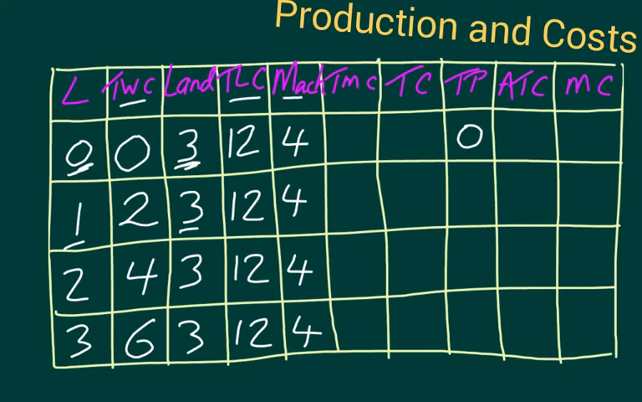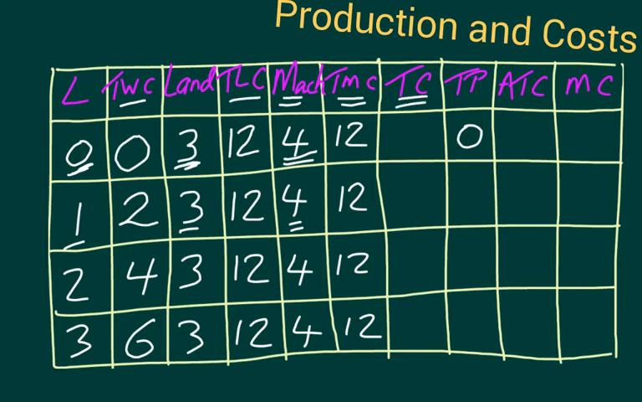Next column we have 4 machines. That's also fixed. Let's say that we pay $3 for each machine per week. So in the first row at 0 workers, we have 4 times 3, that is 12. 4 times 3 for the next row is 12. It happens to be, coincidentally, also 12 for the total machine cost. So that's the total cost for the capital equipment.